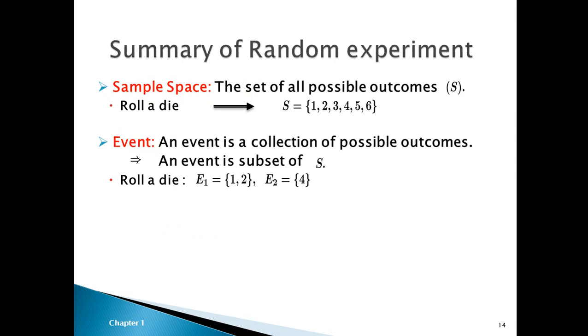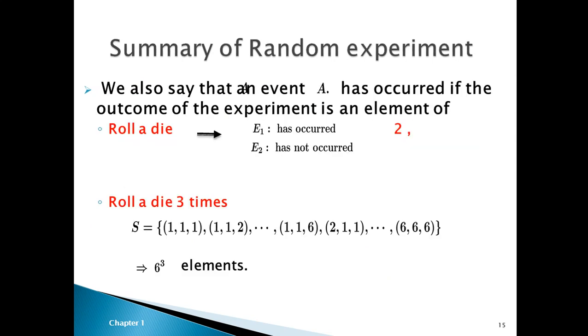Events. An event is a collection of possible outcomes. An event is a subset of S. And the events for rolling a die could be, such as, E1 = {1, 2}, E2 = {4}, and so on. We also say that an event A has occurred if the outcome of the experiment is an element of A.